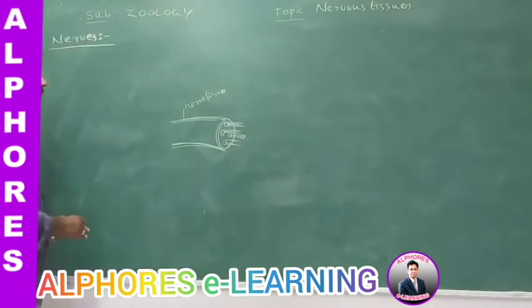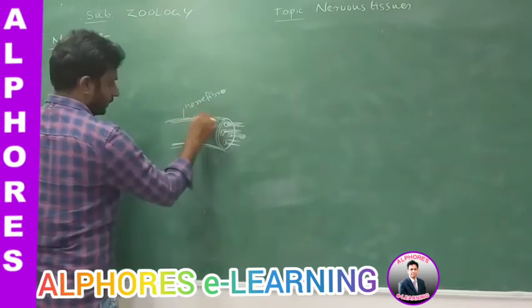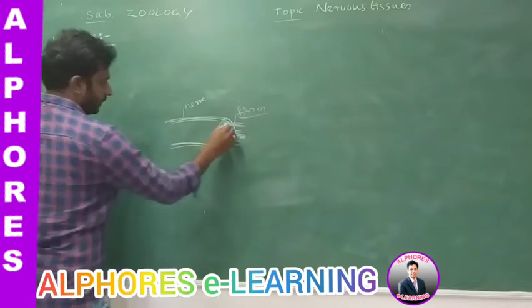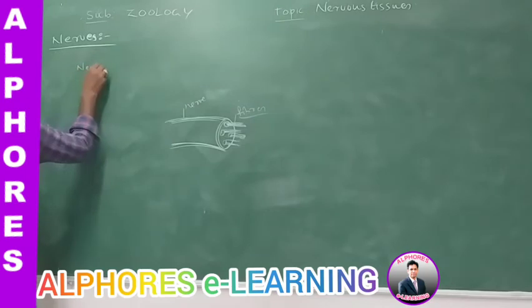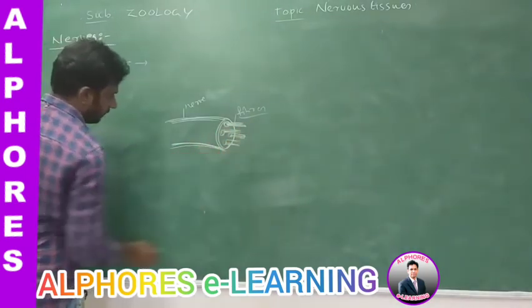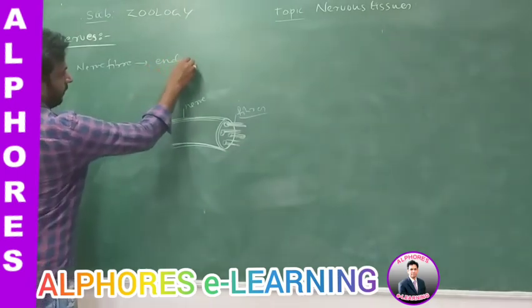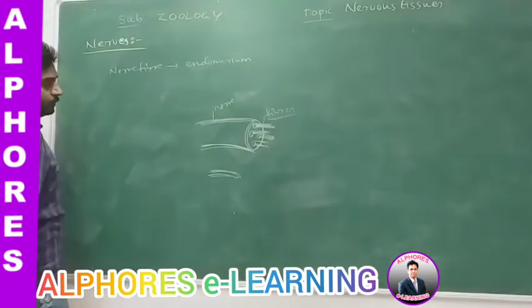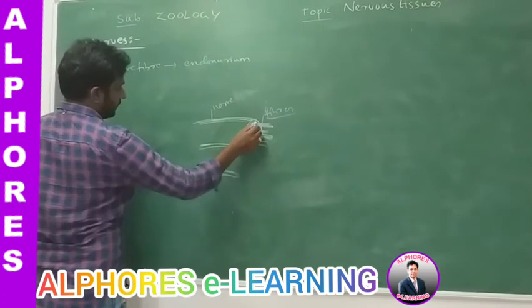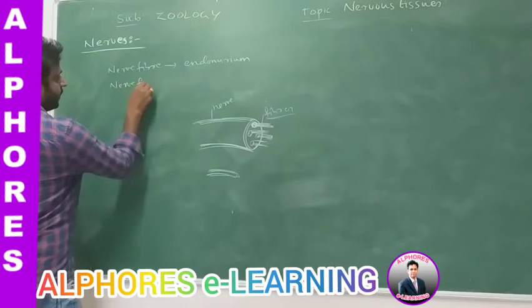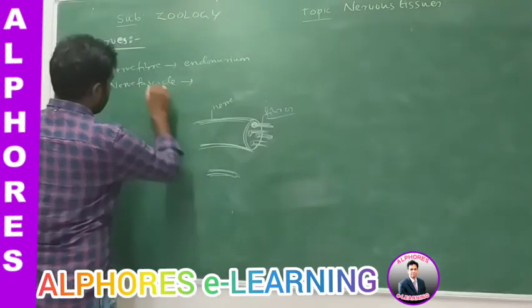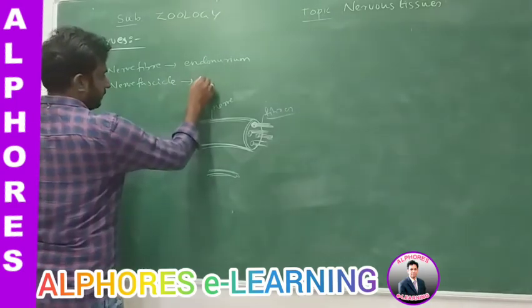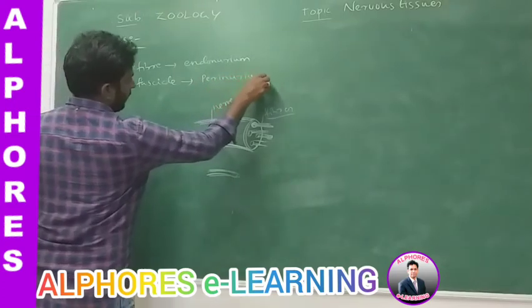So what is the structure of a nerve? Inside the nerve, nerve fibers are present. Each nerve fiber is covered with a connective tissue layer called endoneurium. Then a group of nerve fibers forms one bundle, which is called a nerve fascicle. It is covered with another connective tissue layer, called perineurium.